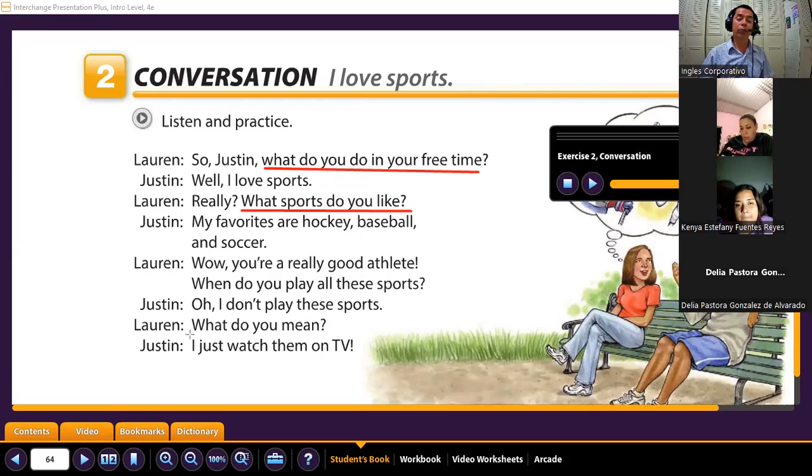And when do you play all these sports, right? Here. Okay, good. So these are information questions. Also, what do you mean? ¿Qué quieres decir? ¿A qué te referís? What do you mean? All of these are yes, no question, right? We're going to see examples of information questions.